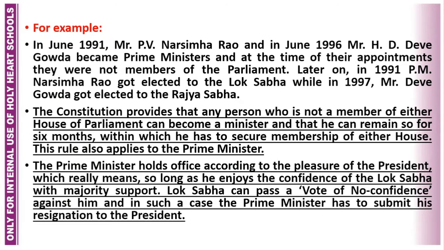So the Prime Minister holds office according to the pleasure of the President, which really means so long as he enjoys the confidence of the Lok Sabha with majority support. Lok Sabha can pass a vote of no confidence against him, and in such a case, the Prime Minister has to submit his resignation to the President. So, this is the only situation when the Prime Minister is to give resignation: when a vote of no confidence is passed against him. And if his party is in majority, he himself can get any minister changed from the President.